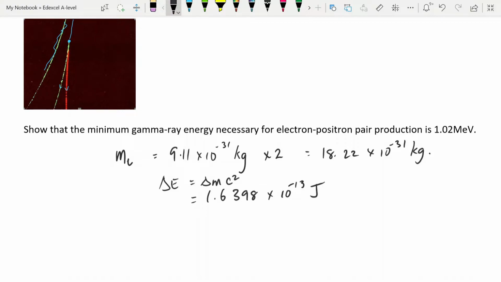Now obviously we know that joules is one unit of energy, electron volts is another. We're going for mega electron volts here. And we'll do it the slow version, 1.6 times 10 to the minus 19. We'll convert it into electron volts, but 1.6 times 10 to the minus 13 will convert it into mega electron volts, because obviously there's a power of 6 difference between those. And when you divide that by 1.6 times 10 to the minus 13, we get 1.025 mega electron volts as required.